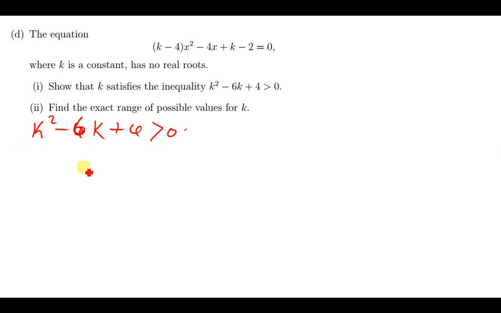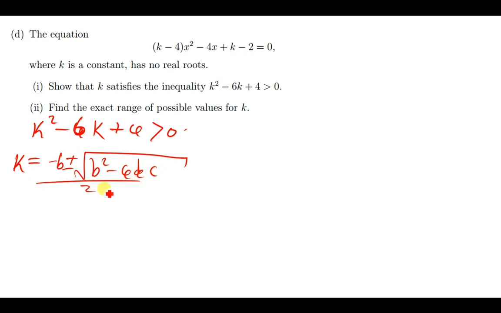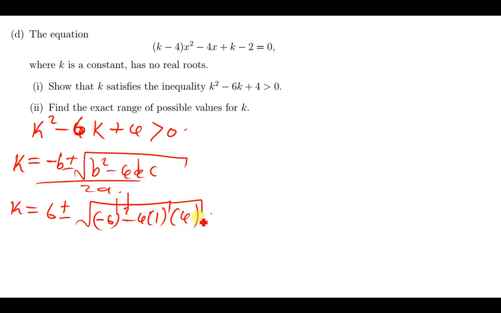Okay. So according to the formula method, we know that k is equal to negative b plus or minus the square root of b squared minus 4ac over 2a. So the value of k will therefore be equal to, there's that negative and that negative, they'll cancel, so we'll just have 6 plus or minus the square root of negative 6 squared minus 4. The value of a is 1, and the value of c is 4. Then everything divided by 2a, our value of a is 1.